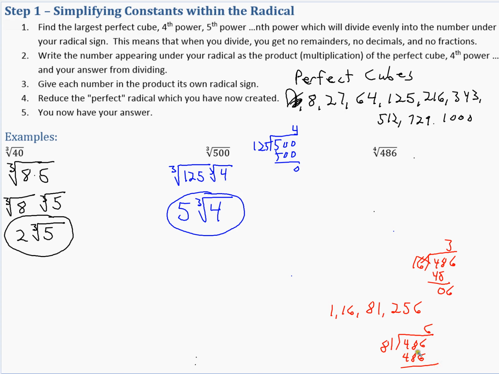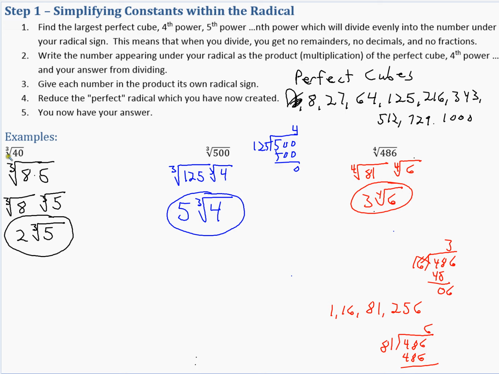So 486, 81 goes into it, so we want to rewrite this as the 4th root of 81 times the 4th root of 6. And the 4th root of 81, that's 3, times the 4th root of 6, and that is our simplified answer. And so that is simplifying constants within radicals.